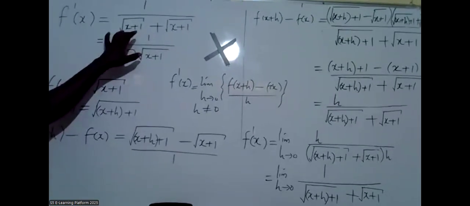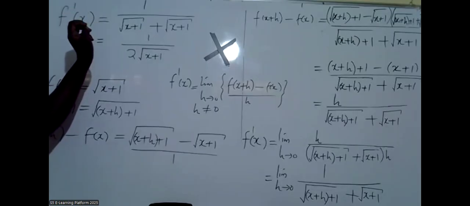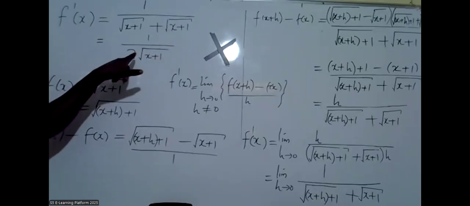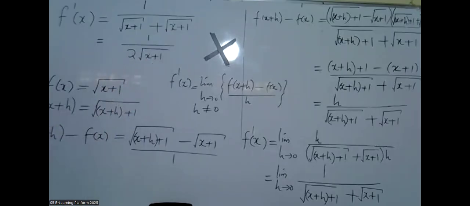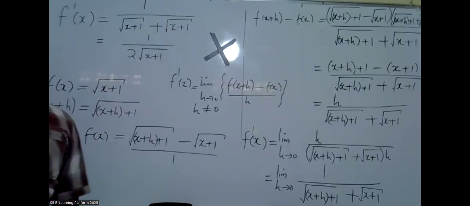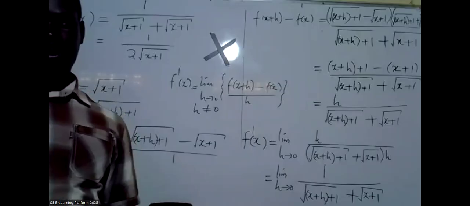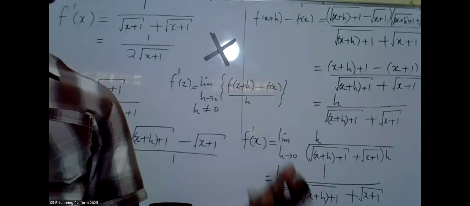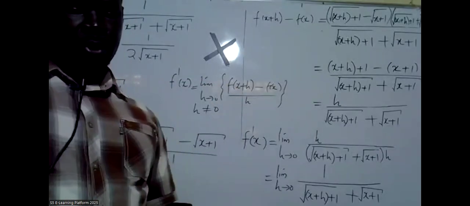This one here, f dash of x is equal to 1 over root of x plus 1 plus root of x plus 1, which when we add, they are similar. You can add them, and that means you have twice root of x plus 1, and that is the final result. And therefore, we have differentiated from first principles, and our result is 1 over 2 root of x plus 1. Just like that. As long as you have a square root, please, you need to rationalize at one point. So that is what we have.